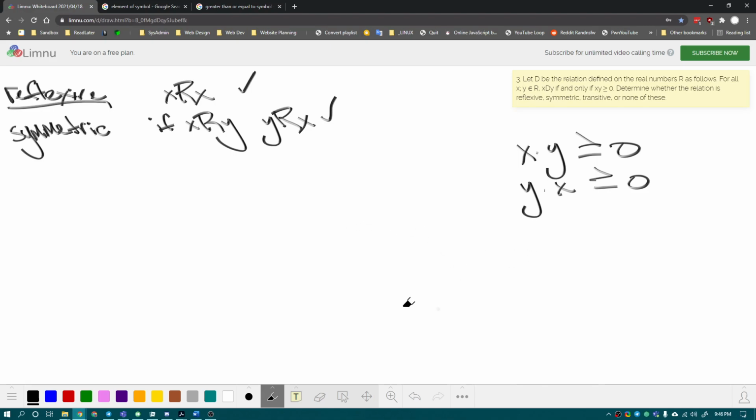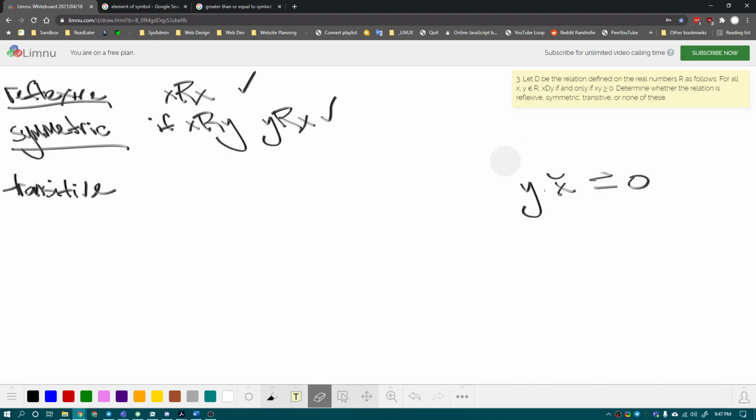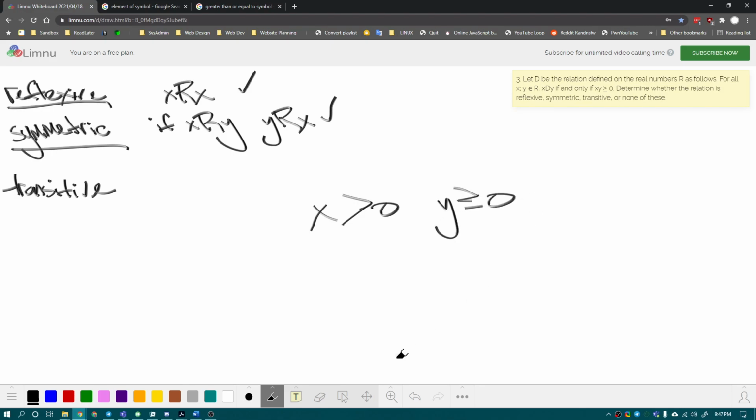The challenging part of this problem that Greg was just alluding to is the transitive part. My initial impression was that it is transitive, and I'll explain why I went wrong. I did what I did before, where I said, what happens when x is positive? What does y have to be? Well, y has to be greater than or equal to 0. What happens when x is negative? Well, y has to be less than or equal to 0. And what happens when x is 0? Well, y can be anything.